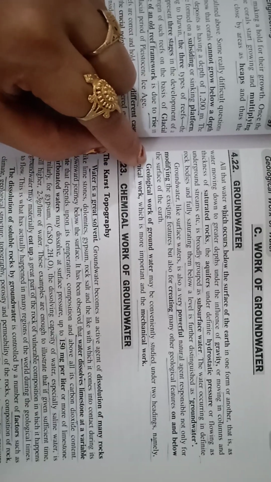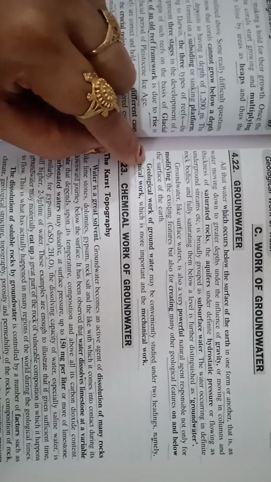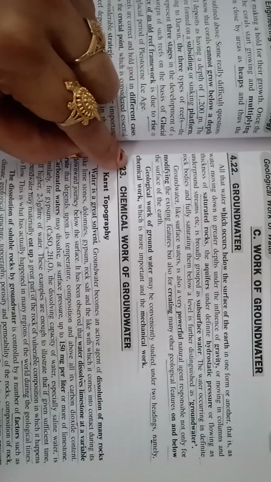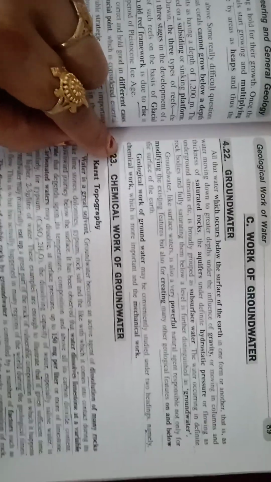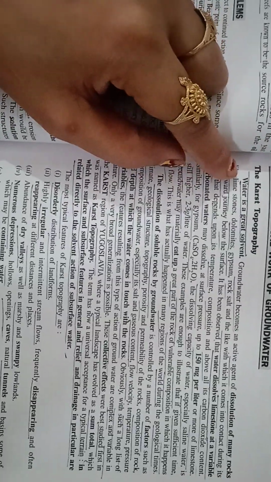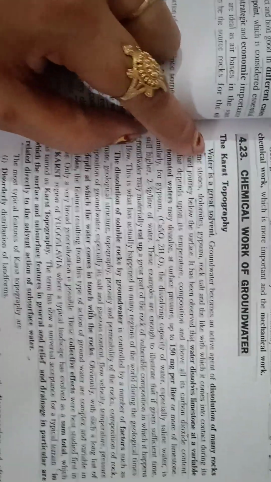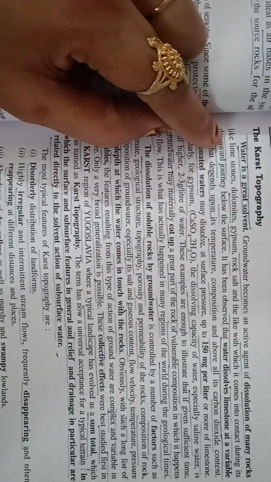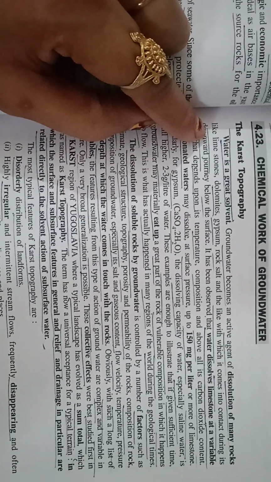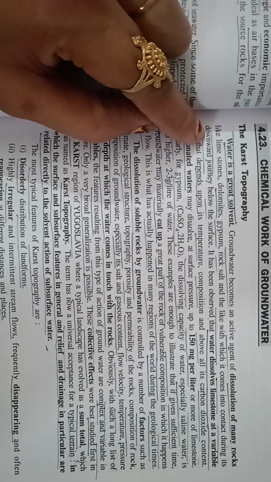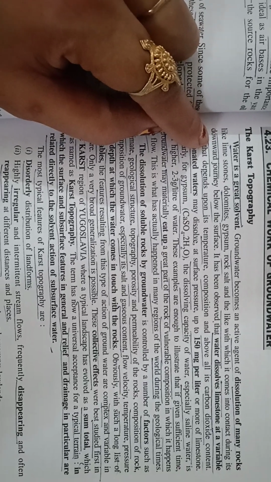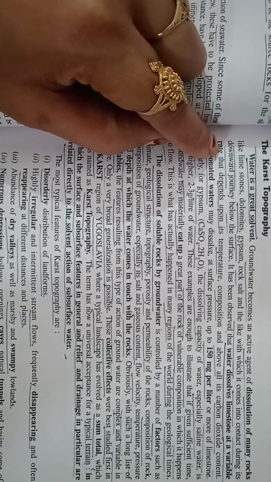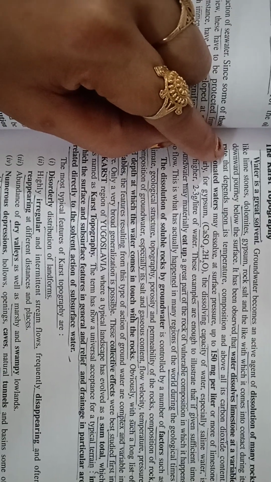The geological work of groundwater may be conveniently studied under two headings, namely chemical work, which is more important, and mechanical work. So, chemical work of groundwater, the karst topography. Water is a great solvent. Groundwater becomes an active agent of dissolution of many rocks like limestones, dolomites, gypsums, rock salt, and the like with which it comes into contact during its downward journey.